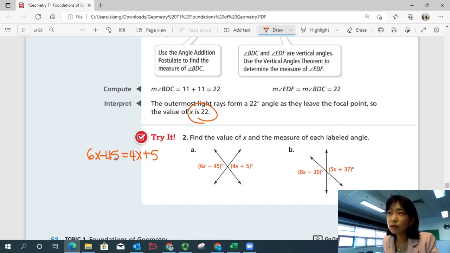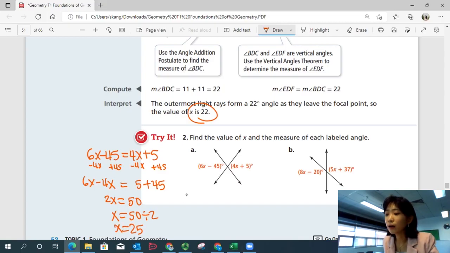So add the like terms. We don't have like terms on either side, so what do you do? You have to subtract some terms. Subtract 4x on both sides, and add 45 on both sides. So you have 6x minus 4x equal to 5 plus 45. 6 minus 4 is 2x. 5 plus 45 is 50. X is equal to 50 divided by 2. If you divide by 2 on both sides, that's 25.